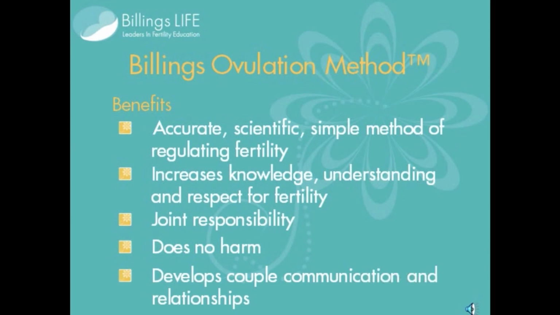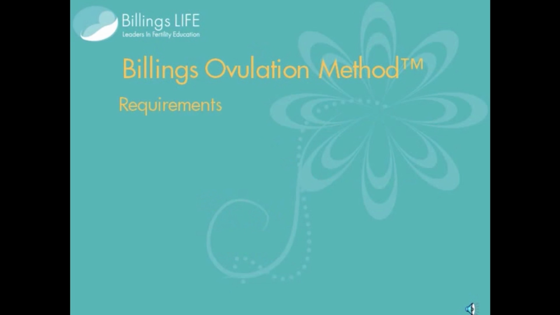Because the method demands that the couple work together to achieve their goals, it enhances the relationship by increasing communication, mutual respect and love. The gentle discipline of abstinence ensures they don't take each other for granted and keeps their relationship fresh and new. In order to ensure success when using this method, the woman must make daily observations and chart accurately at the end of each day.